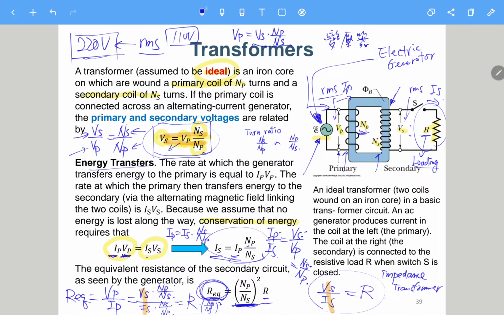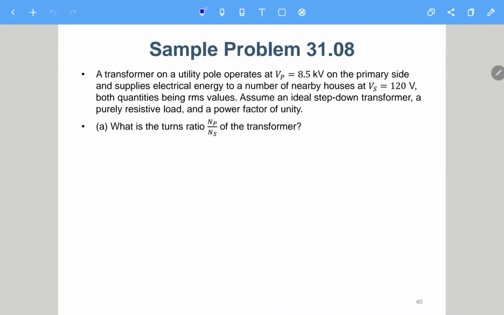And actually in the electrical generator case, if you try to reduce the voltage, then at the input you can see the impedance is much higher. Okay, so this is something about the transformer. Let's see a sample problem. You will have more feeling about that.